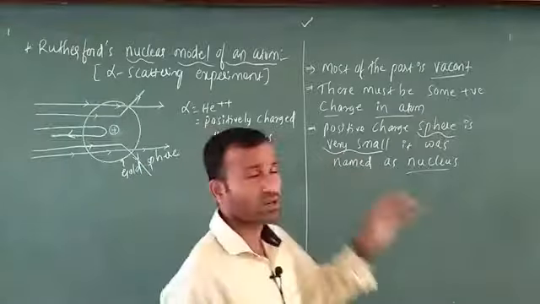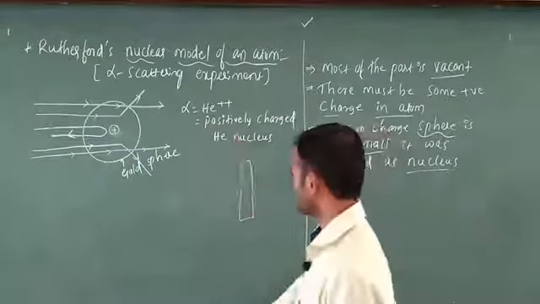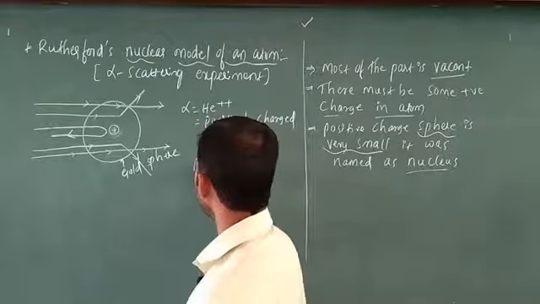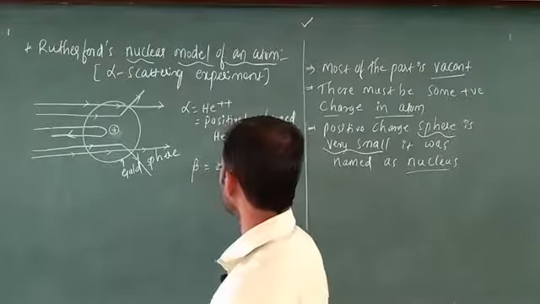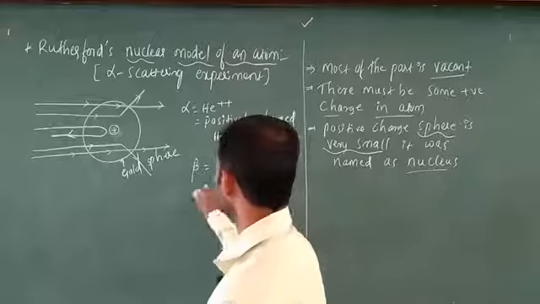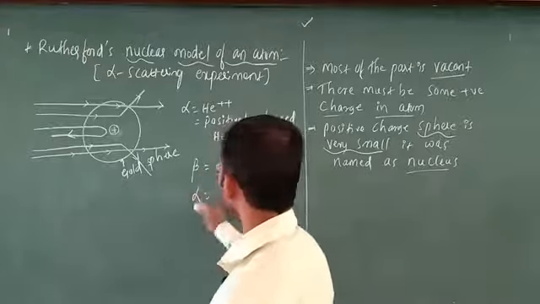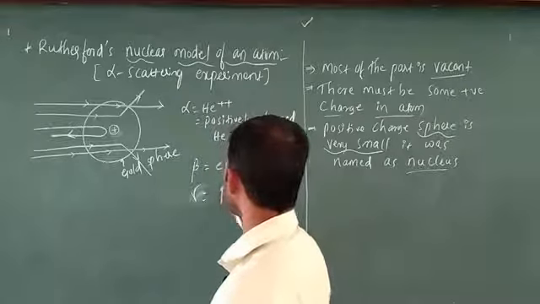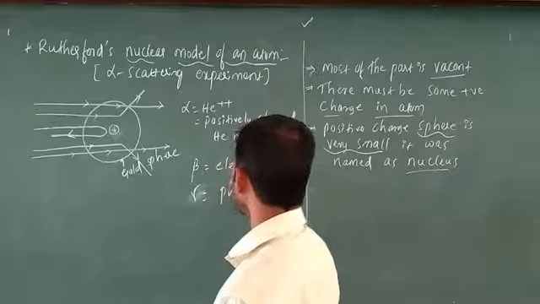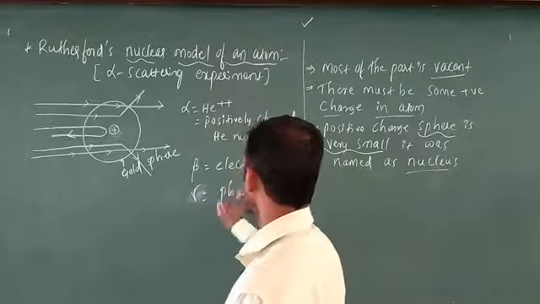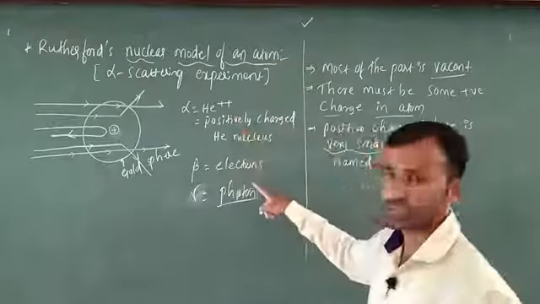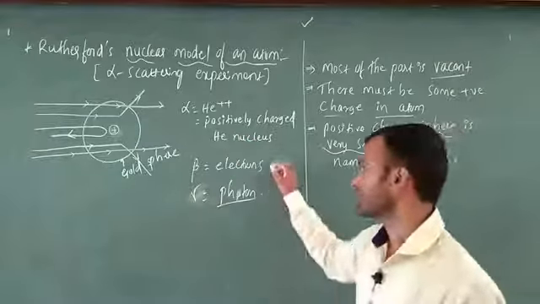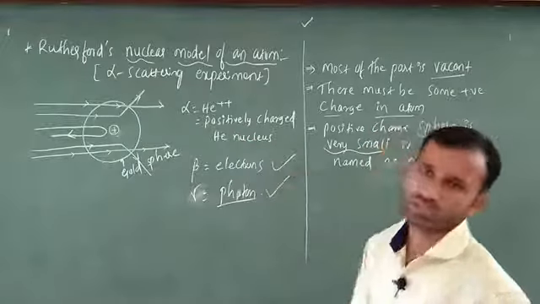Bear in mind, this helium indicates a positive charge, which they call an alpha particle. Next, beta particle means electrons. Next one is the gamma particle, which indicates a photon. Friends, bear in mind these 3 points are most important. Alpha particle means helium nucleus, beta particle means electron, gamma means a photon.